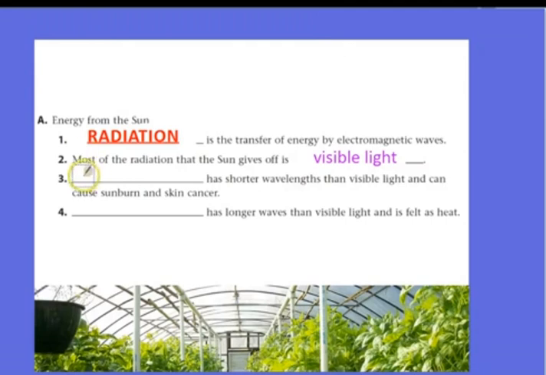Ultraviolet rays have shorter wavelengths than visible light and can cause sunburn and skin cancer. That's one of the reasons why when you go out in the summer, you get a sunburn. It's not so much the light actually shining on you; it's the ultraviolet radiation hitting your skin and heating it up. On the other hand, at the other end of the spectrum, we have infrared radiation. Infrared radiation has longer wavelengths than visible light, and we think about that as heat.